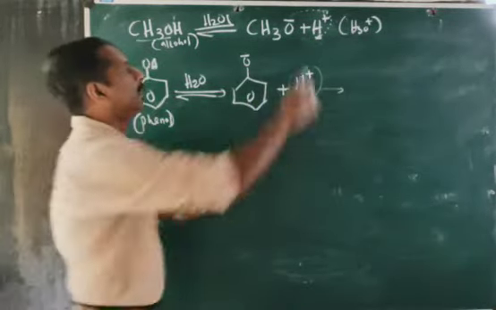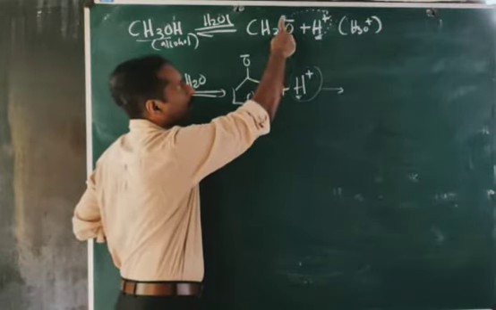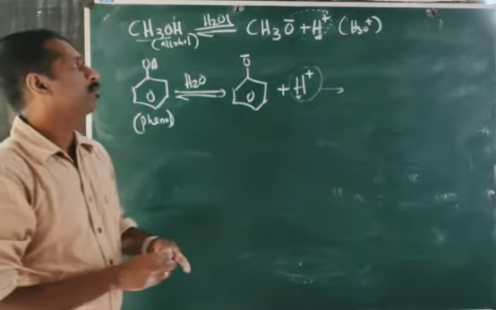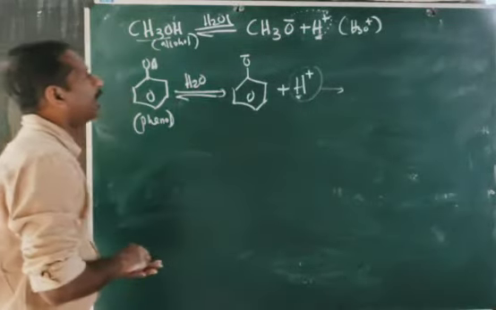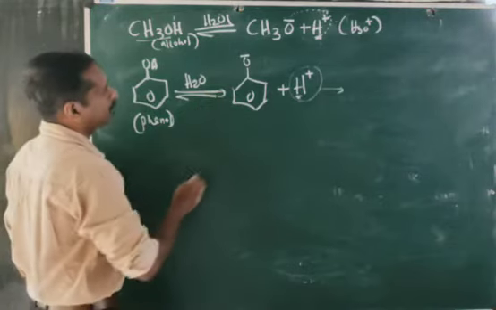But what will happen? The negative charge on the alkoxide ion will attract back this H plus ion. So the removal of H plus becomes difficult. Okay. And in the second case, in the case of phenol, you can see that this is the phenoxide ion.